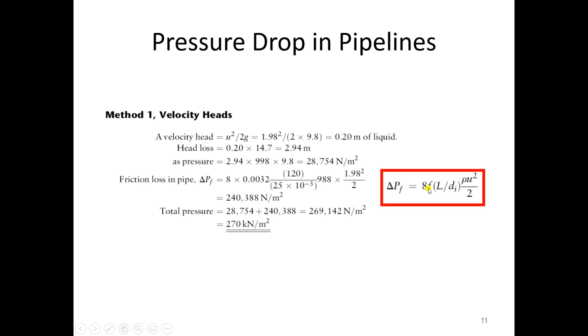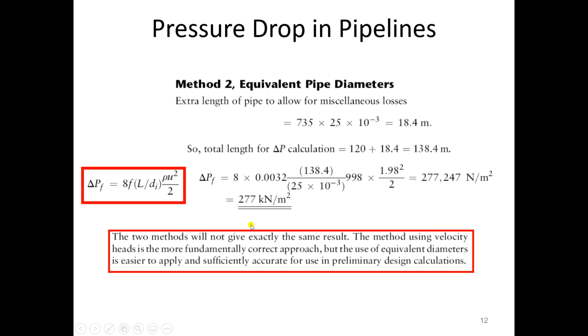This one is quite direct. Friction loss in pipe: just substitute all the values of f, L the length 120 meter, di the inside diameter 25 times 10 to the negative 3 meters, and then rho 998, u velocity 1.98, divided by 2. Then we get 250 kilonewton, 250,388 newton per meter square. This friction loss in pipe plus these miscellaneous losses gives the total pressure, which is 270 kilonewton per meter square. That is method number 1.